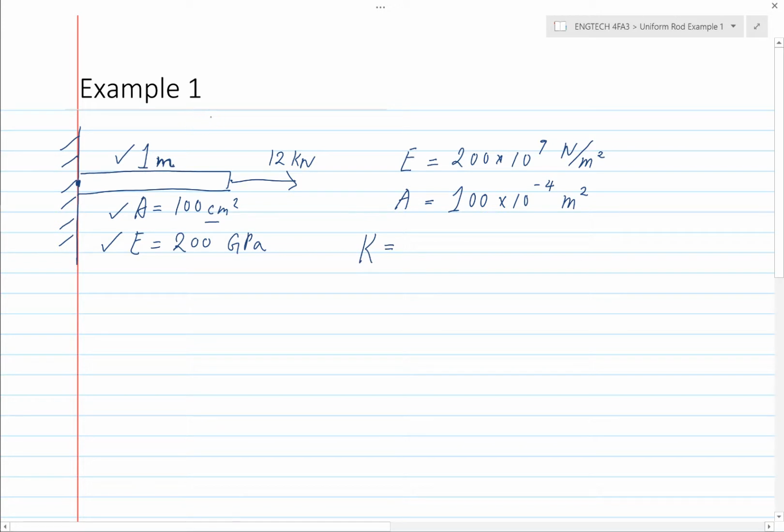We had that formula developed in the previous videos. It's AE over L, which is 1 times 10 to the negative 2 times 2. So our constant K is 2 times 10 to the 9.